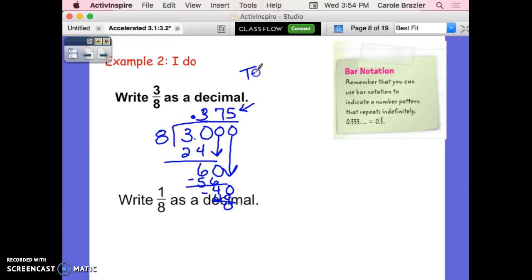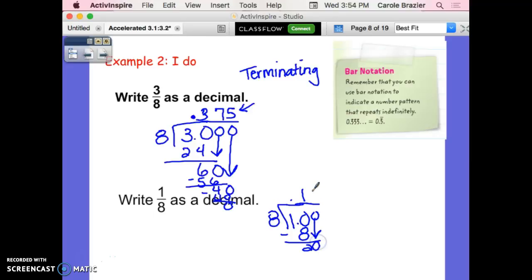So there is a vocab word. A terminating decimal is a decimal that ends or has a remainder of 0. Okay? So 1/8 as a decimal, I'm going to do the same thing. 1 divided by 8, 8 doesn't go into 1. So 8 into 10 is 1. Minus 8 is 2. Annex a 0. 8 into 20 is 2. Minus 16 is 4. Annex a 0. And then 8 into 40 is 5. So I'm left with this terminating decimal of 0.125.